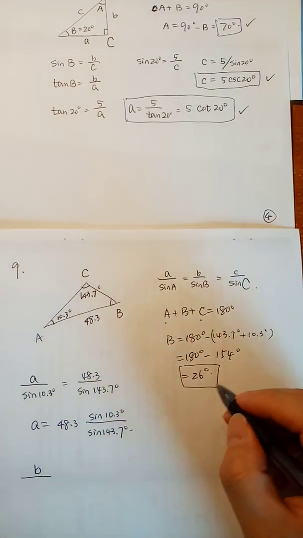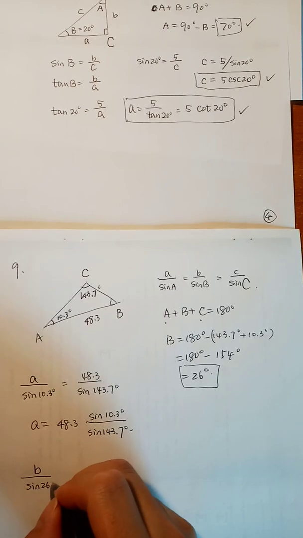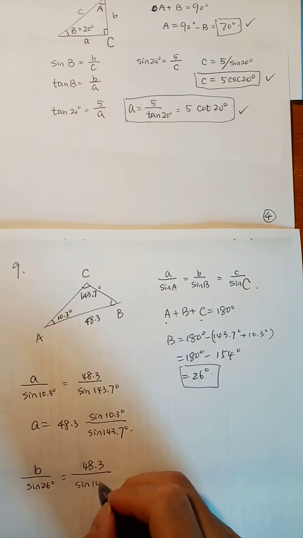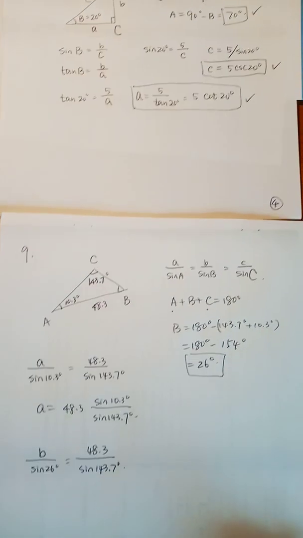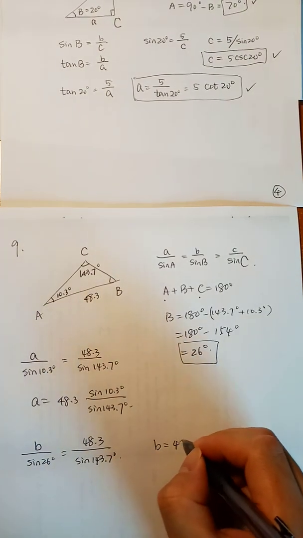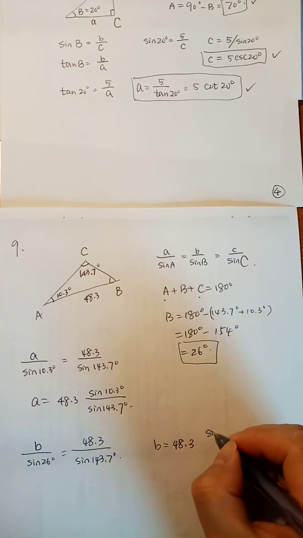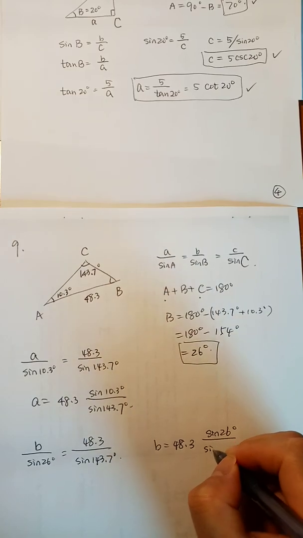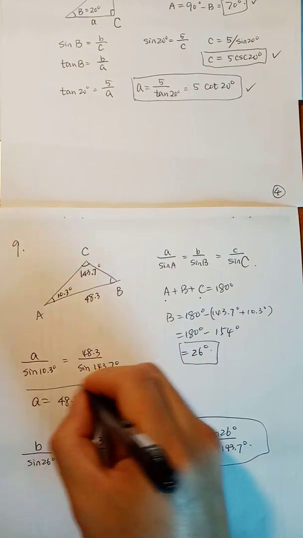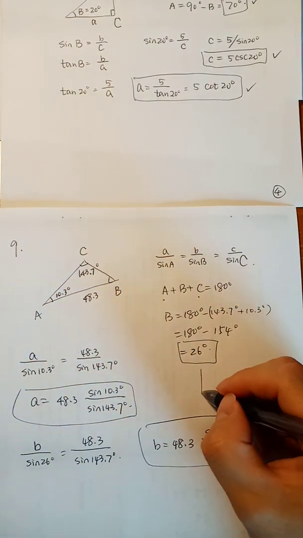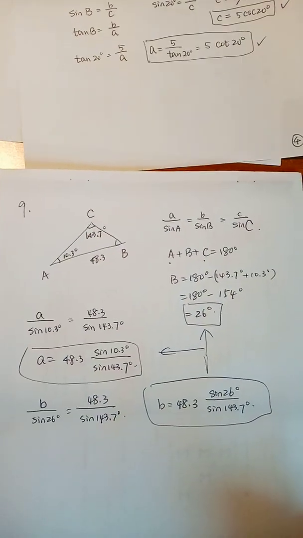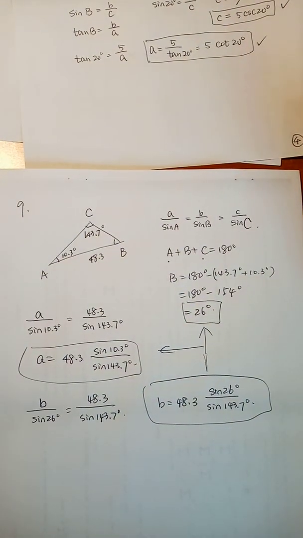And b over sine 26 degrees is 48.3 over sine 143.7 degrees. And then you move this sine to the right hand side, so b is 48.3 sine 26 degrees over sine 143.7 degrees. So this is the solution. Solve the triangle means find these three quantities.